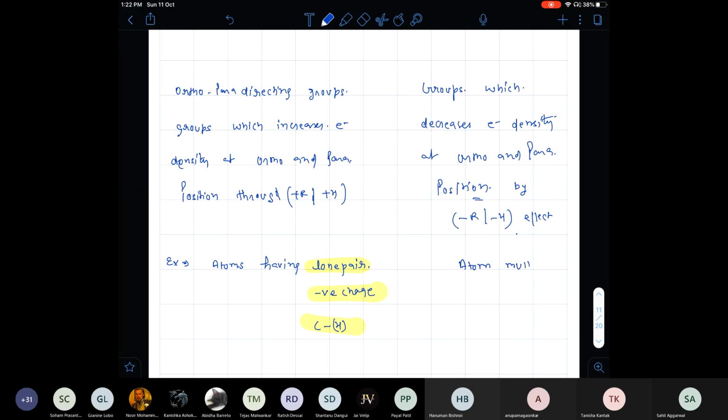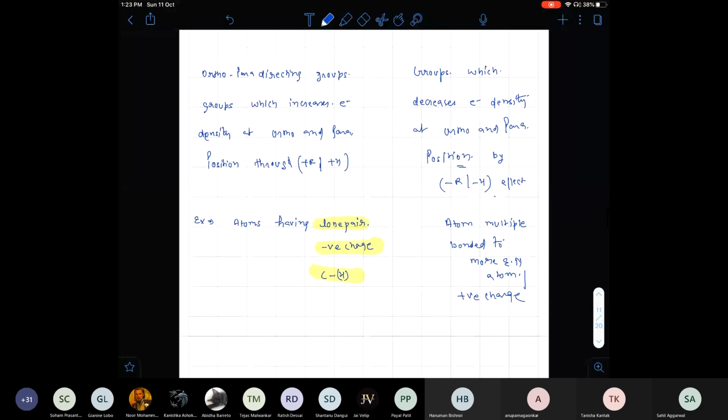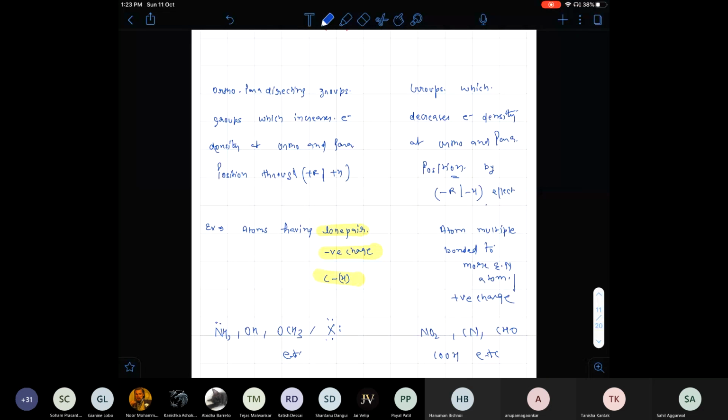Atom multiple bonded to more electronegative atom, or positively charged. Example: NH2, OH, OCH3, halogens, NO2, CN, CHO, COOH, etc. Understood?